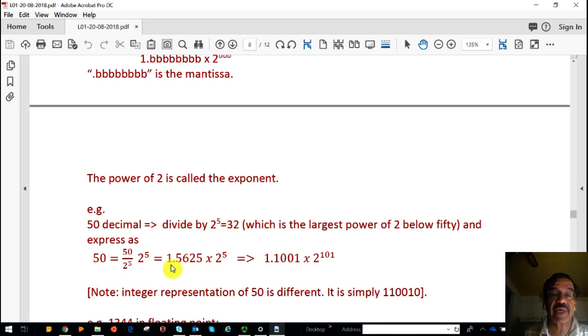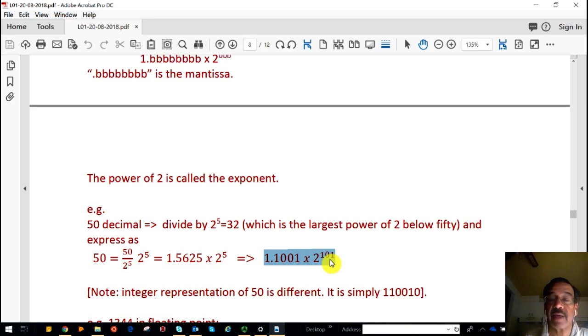Because we want to keep 1 on the left base, right? So we divide and multiply this number, and what you are left with, 50 by 32, is 1.5625 times 2 to the 5. So we have found the exponent in this case, and we represent the exponent in binary, which is 10101, and we represent this 0.5625 in binary, which is 0.1001. Okay, so this would be the binary representation of the number 50 in the floating point representation.